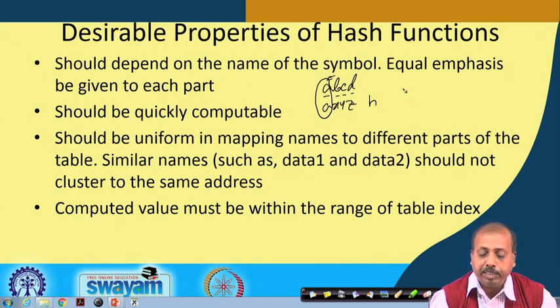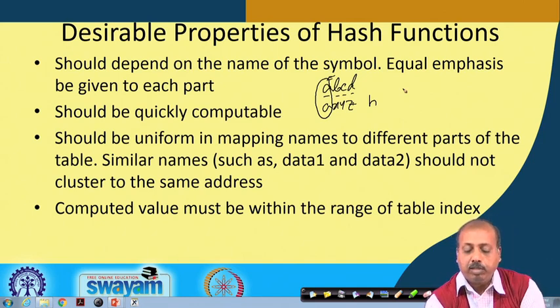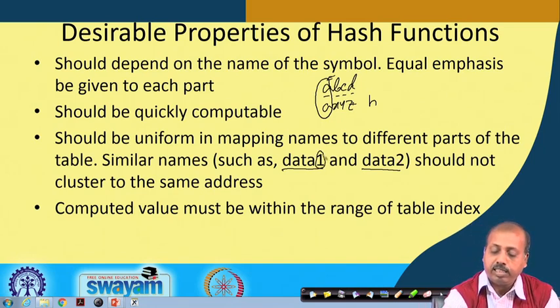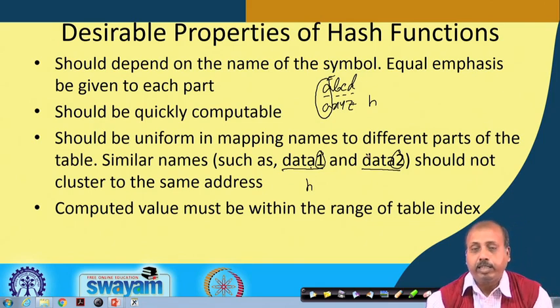It should be uniform in mapping names to different parts of the table. Similar names should not cluster to the same address. As an example, we have got two identifiers, data 1 and data 2. In these two identifiers, only the last character is different. So, the hash function h should be such that data 1 and data 2 are mapped to different locations. They should not be mapped to the same location.